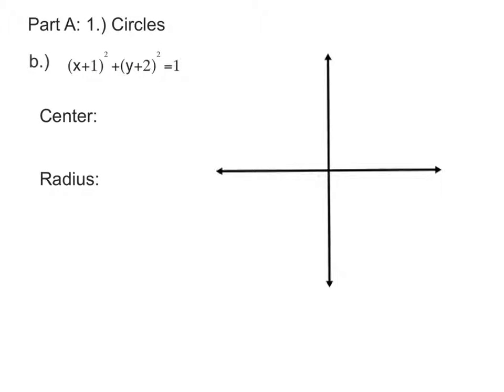Again, the center is the ordered pair, where the x-coordinate comes from the x term and the y-coordinate comes from the y term. Now the thing to remember here is, since this says x plus 1, the x-coordinate is -1. And since it says y plus 2, the y-coordinate is -2. So we'll find that point, -1, -2, plot it, and mark it with a little c.